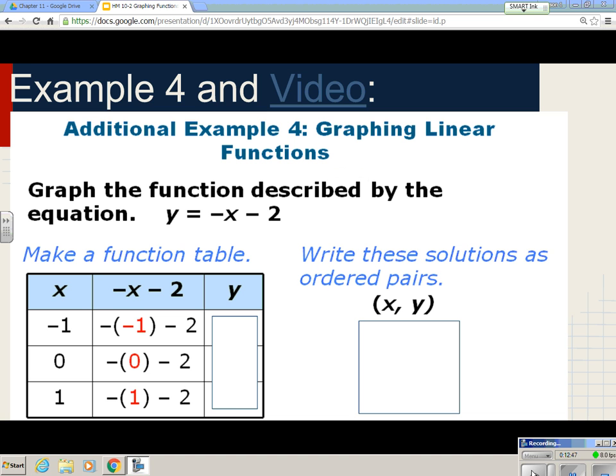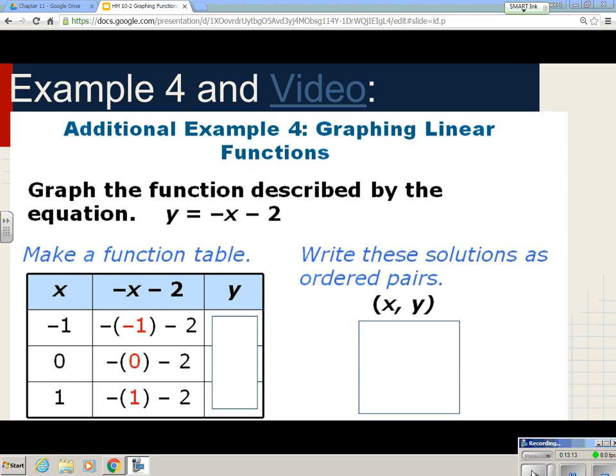Now, putting it all together, being able to find functions on a table, and then being able to graph things, we can now take all 3 parts of our lesson and put it together here in example 4. What we have to do is graph the function described by the equation y equals -x minus 2. So for how to solve this, we take everything we've done.